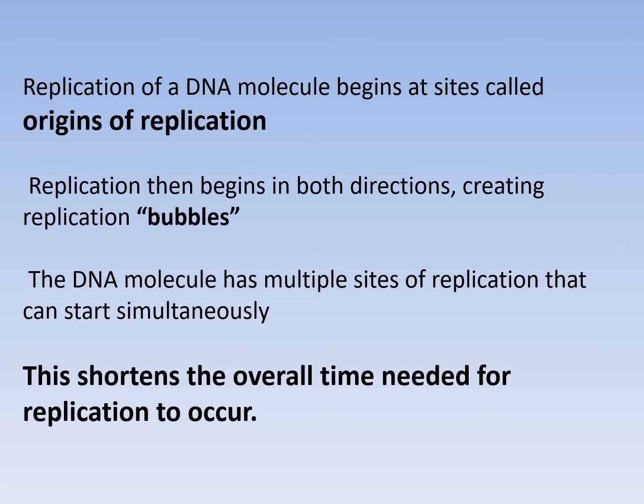So this is what I was saying earlier. There's multiple origins of replication along a DNA strand, and these multiple origins of replication are often called bubbles because as the two strands start to unwind, they kind of look like a bubble if you were seeing them under a microscope. And then the DNA copies itself in both directions simultaneously. And this is very important because it really shortens the overall time needed for replication. If it just started at one end and then replicated all the way through, it would take a lot longer for that to occur.